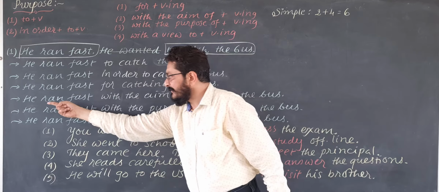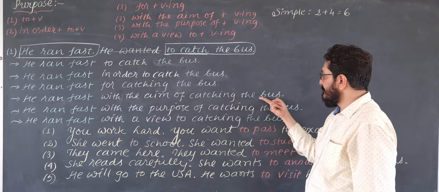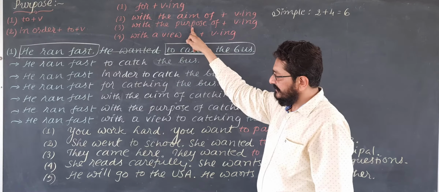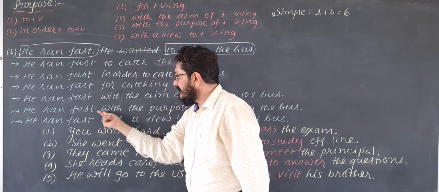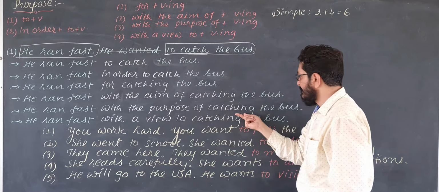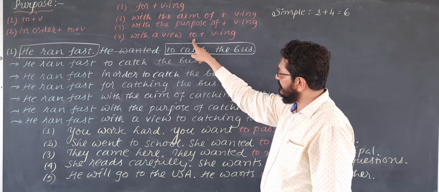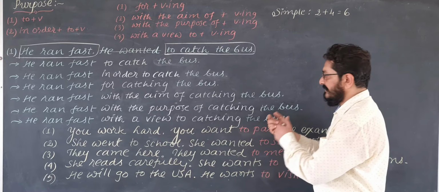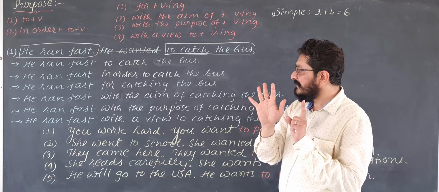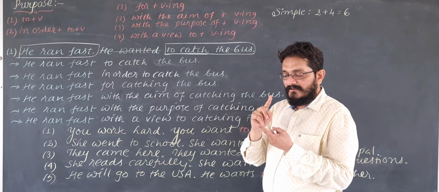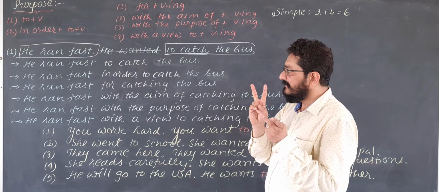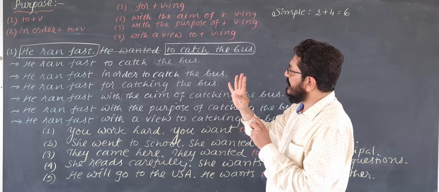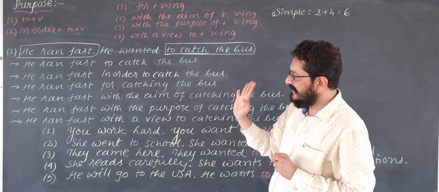So what is the product? He ran fast with the aim of catching the bus. With the purpose of: he ran fast with the purpose of catching the bus. In the same way, with a view to: he ran fast with a view to catching the bus. So there are six methods. First two methods are to use infinitive. The rest of the four methods are to use present participle, that is VING.